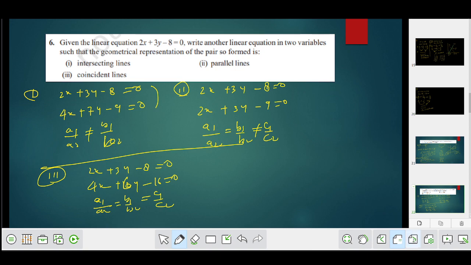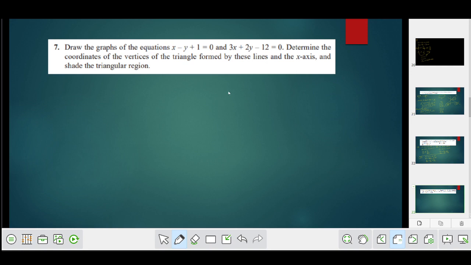Now next questions. Draw the graphs of the equation x minus y plus 1 equal to 0 and 3x plus 2y minus 12 equal to 0. Determine the coordinates of the vertices of the triangle formed by the lines and the x-axis and shade the triangular region. There is no problem. Line 1, this is line 1 and this is line 2. Find out the coordinate first. Put y equal to 0, we can get x equal to 1, and x equal to 0, we can get y equal to minus 1.